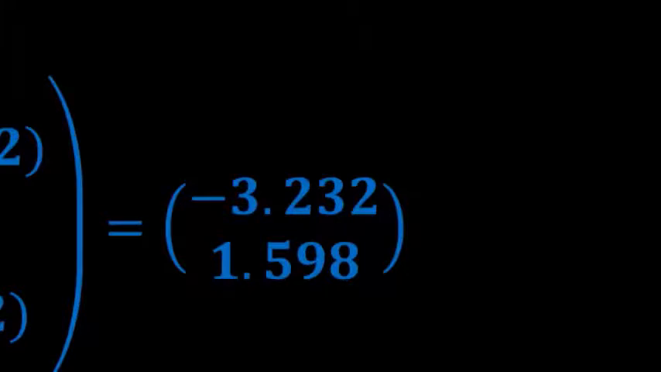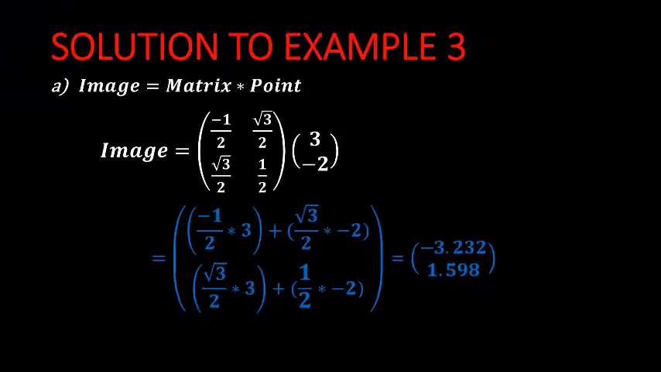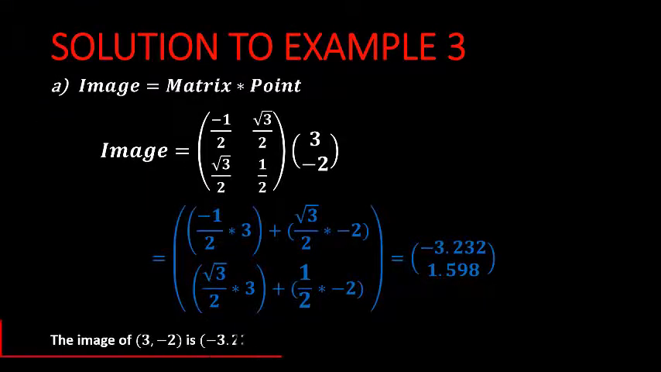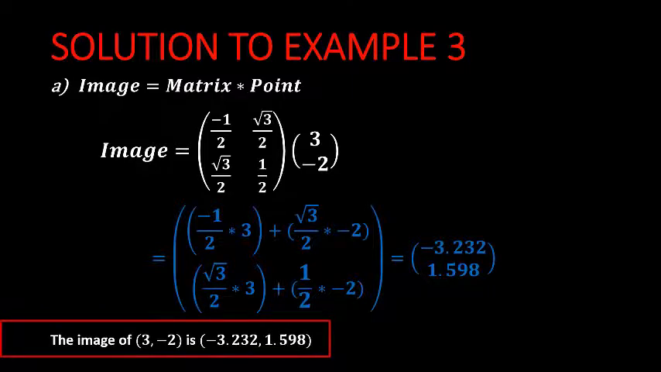Our answer is negative 3.232, 1.598. Therefore, the image of 3, negative 2 is negative 3.232, 1.598.